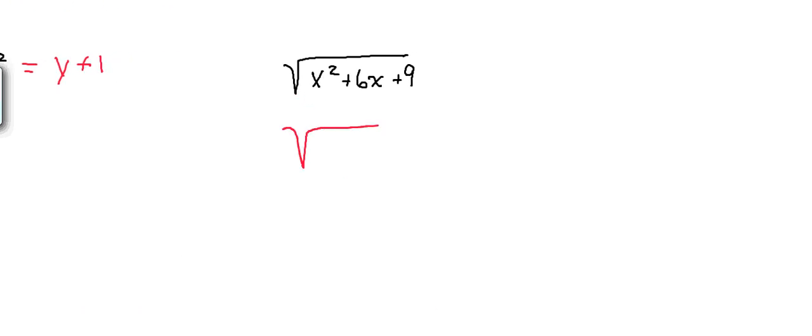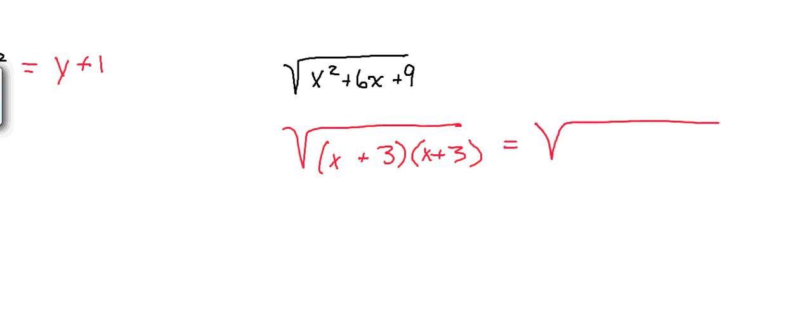Here I want to factor this trinomial, and if I factor this, I get x plus 3 times x plus 3, and that equals the square root of x plus 3 squared. So again, the square root of anything squared is going to equal whatever is squared, so the answer to this is x plus 3.